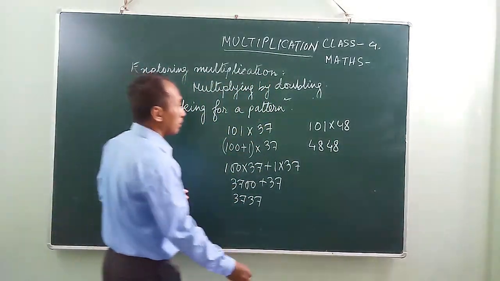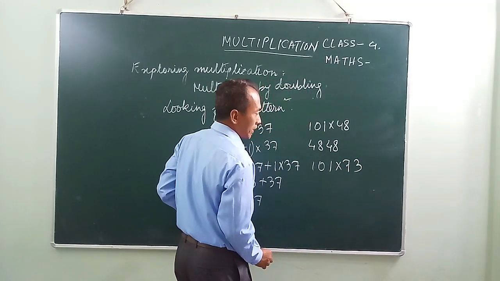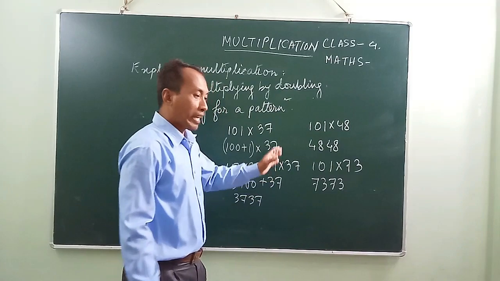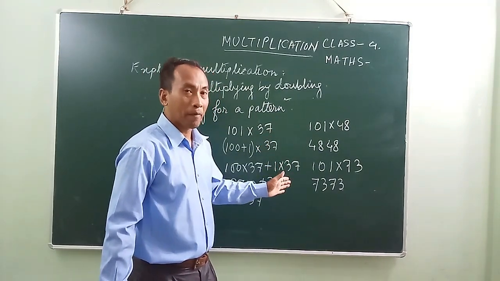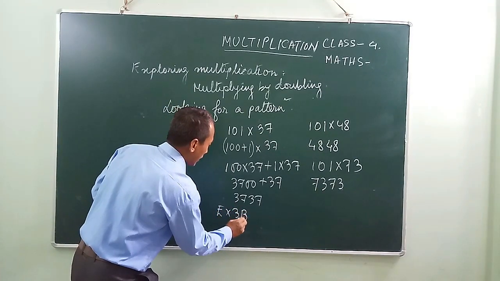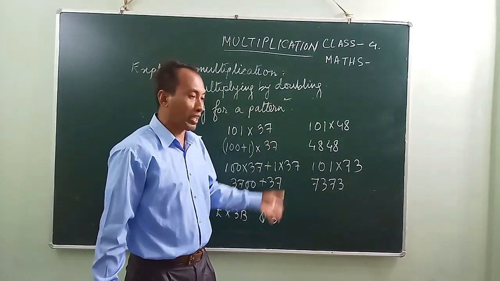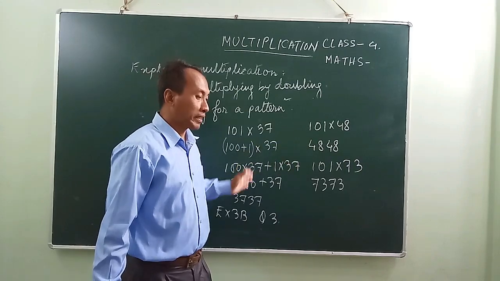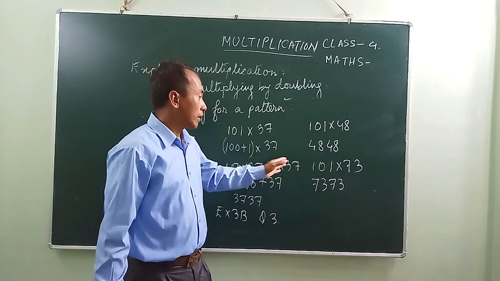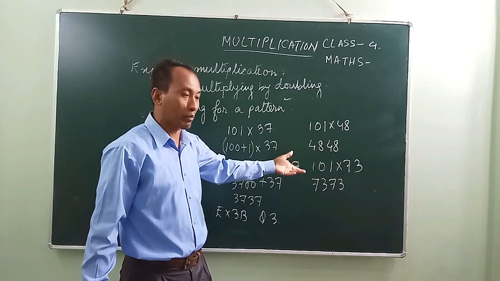If I give you another number, 101 into 73, what will be the answer? 7373. So exercise 3B, question number 3 is looking for a pattern. You can do it easily by looking at the pattern. And question number 1 and question number 2, you can do by looking at my previous doubling the product.